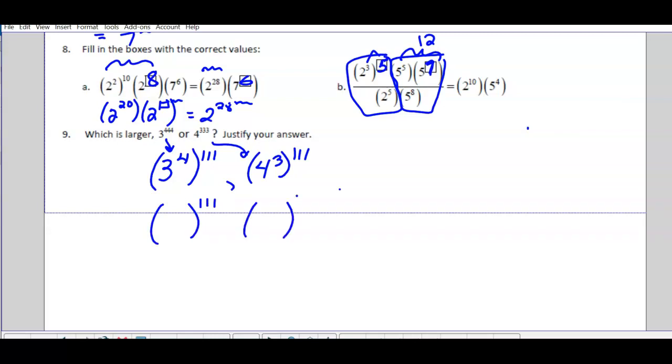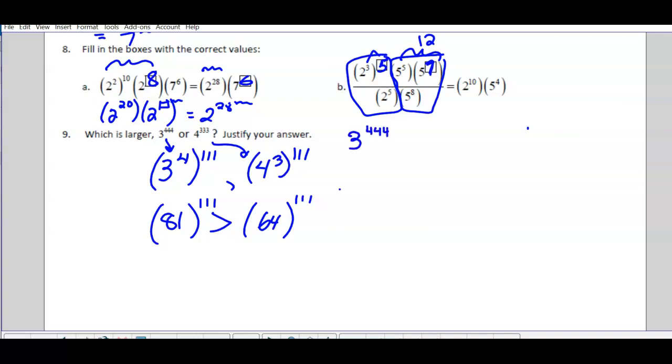And 4 cubed, I'll just put a comma in between them for now. So 3 to the 4th, what's 3 to the 4th? 81. And 4 cubed? 64. So this is bigger than this because their outside exponents are the same. So now you can actually fill in with an inequality sign if you want. Okay? So which is larger? 3 to the 444.